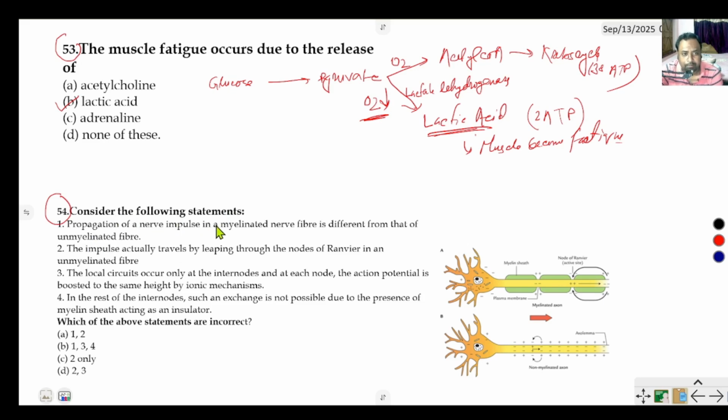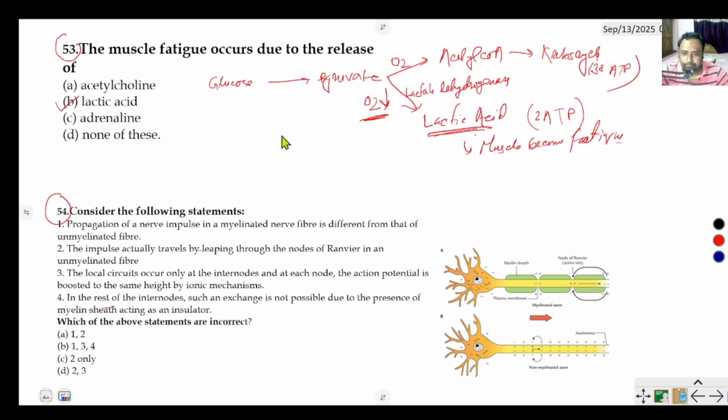Question number 54 says, consider the following statements. Propagation of nerve impulse in a myelinated nerve fiber is different from that of unmyelinated fibers. The impulse actually travels by leaping through the nodes of Ranvier in a myelinated fiber. The local circuits occur only at the nodes, and at each node the action potential is boosted to the same height by ionic mechanism. In the rest of the internode, such an event is not possible due to the presence of the myelin sheath acting as an insulator.